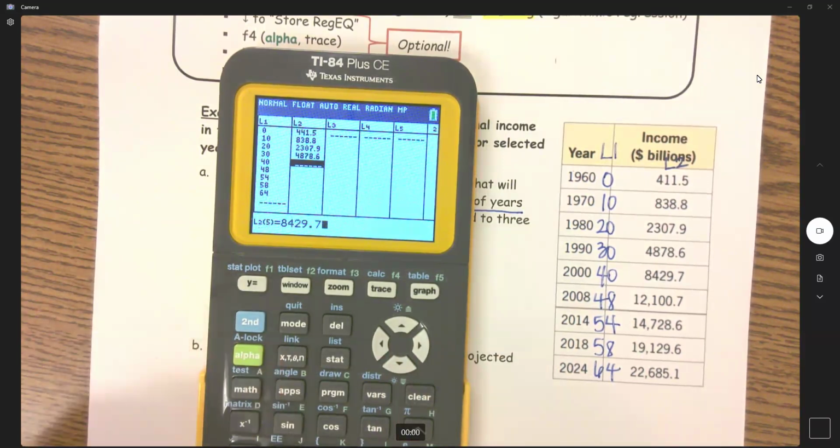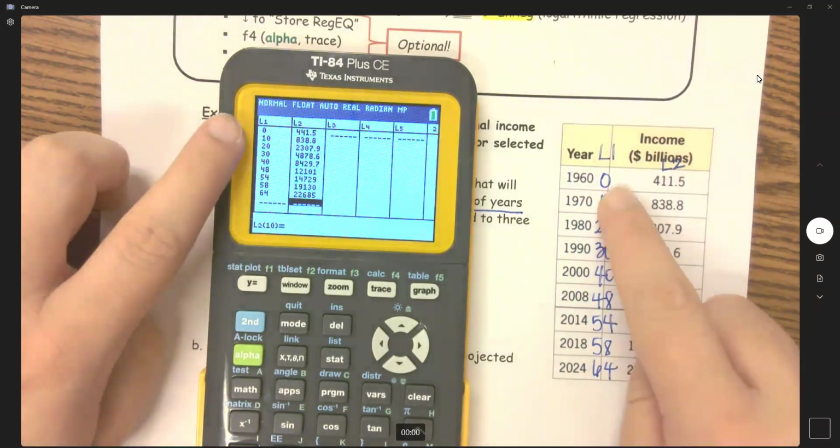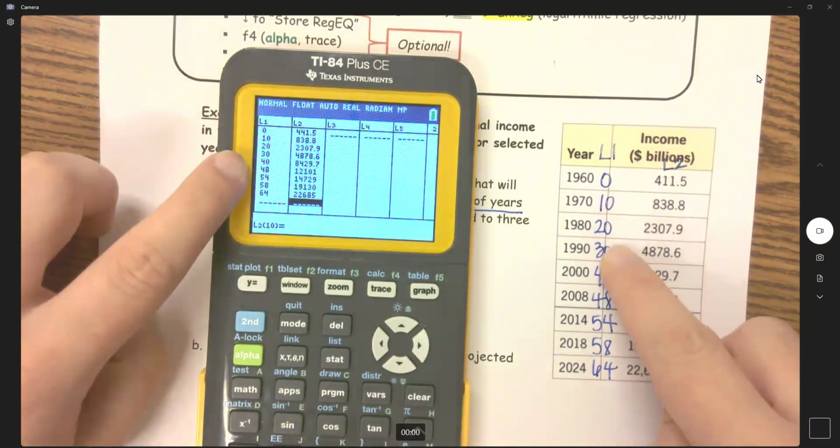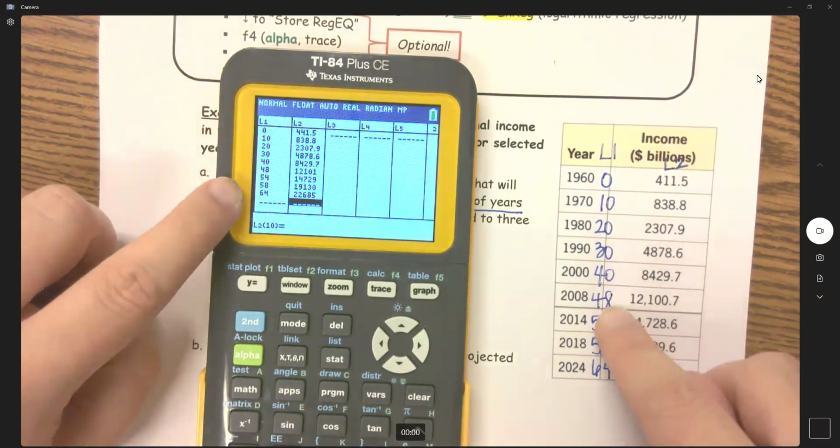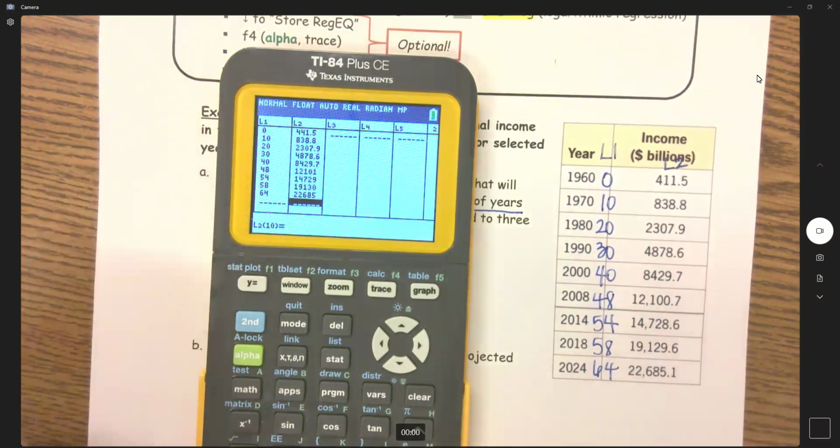I hope you are doing this with me so you can make sure you can do this on your own as well. Definitely the most tedious part of the lesson. Okay. So I've entered in all my data. I can easily check my list one. Okay, I like my list one.